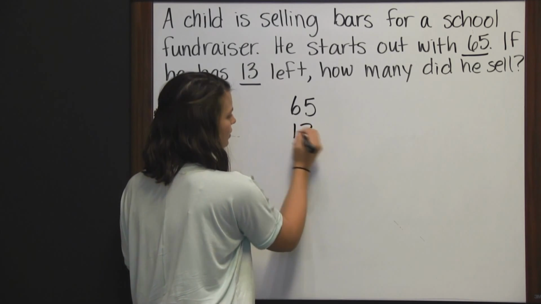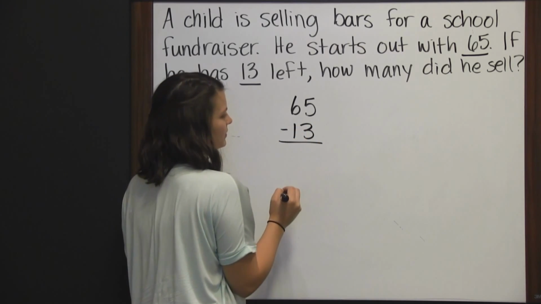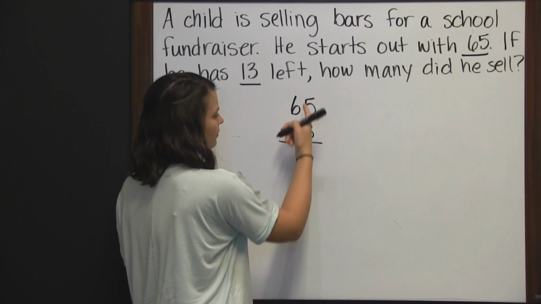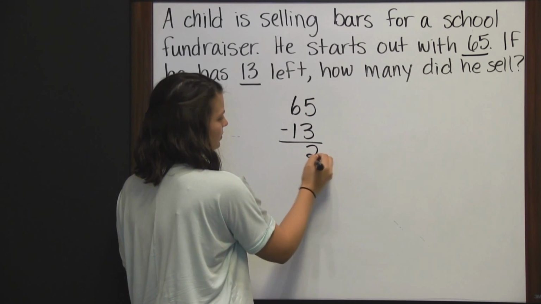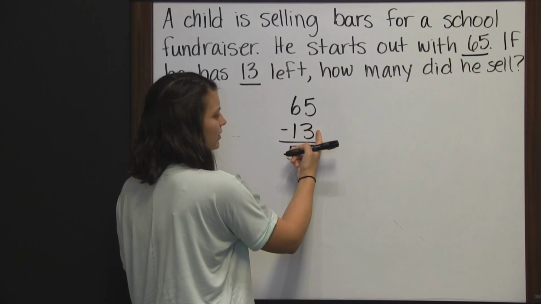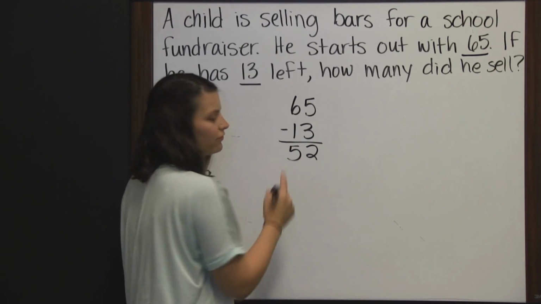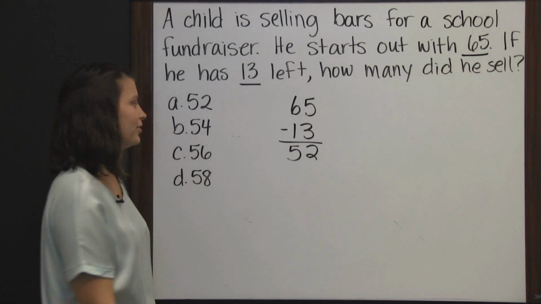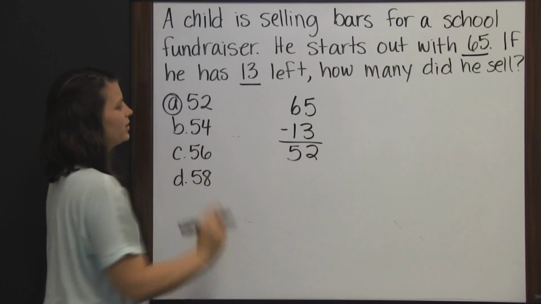So we need to subtract the 13 from 65. 5 minus 3 is 2. 6 minus 1 is 5. And since he has 13 left, that means he sold 52 of the bars. Answer choice A.